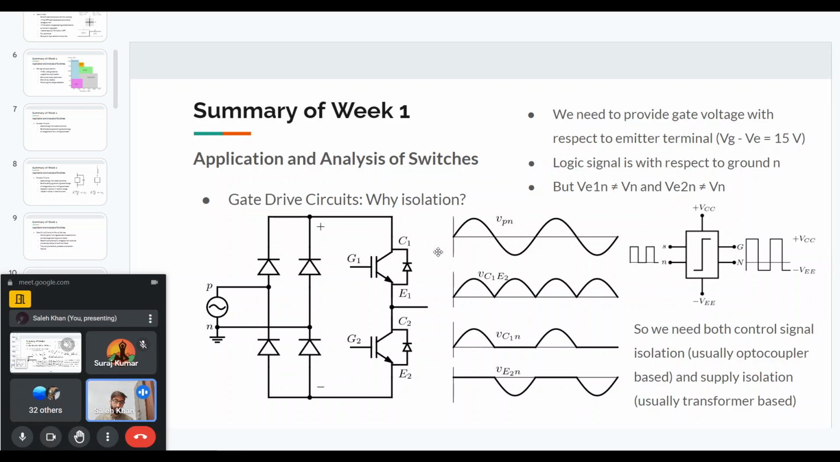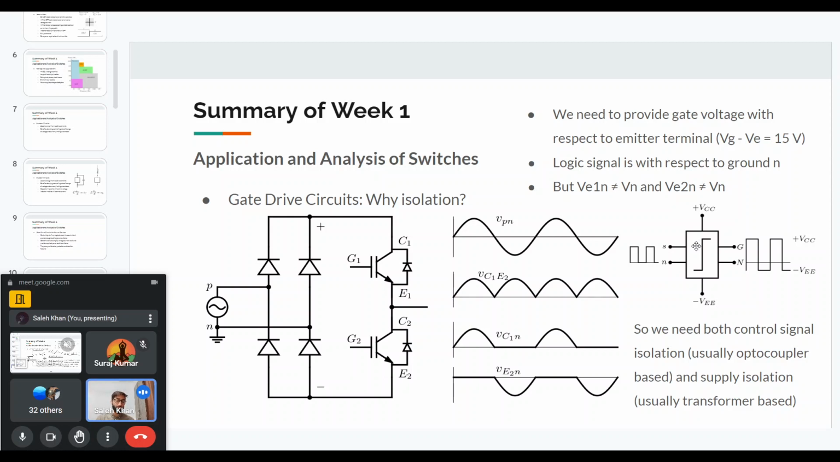Because we want to turn on the IGBT at some point, we will have a control signal which will go from the neutral ground to some 3 volts. But for the gate driving, the voltage should be with respect to E1. So we will basically use an optocoupler or some other kind of isolating element which will isolate the control signal from this N point to another point.